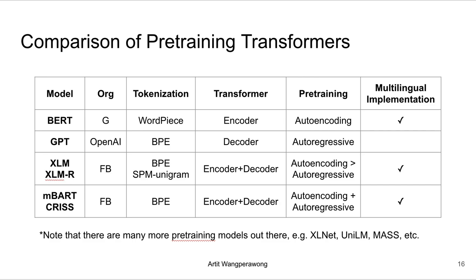GPT, which is from OpenAI, uses byte pair encoding tokenization and uses the decoder side of the transformer in an autoregressive pre-training fashion. And I haven't found any multilingual implementations of that, but I'm sure it could be done somehow. Then we have XLM, which is what we cover mostly in this presentation, and XLM-R. It's from Facebook. XLM uses byte pair encoding tokenization. XLM-R uses sentence piece unigram tokenization. And it's pre-training both the encoder and the decoder.